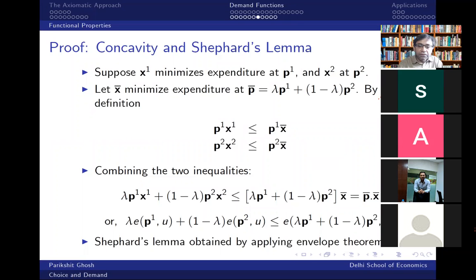Then what? P1 X bar should be less than or equal to... Because X bar is minimizing. Let me ask you this. You have to always be careful with detail. X bar is minimizing expenditure when the same basket of goods does not minimize expenditure no matter what. It minimizes expenditure maybe for some price vector, but not for other price vectors.